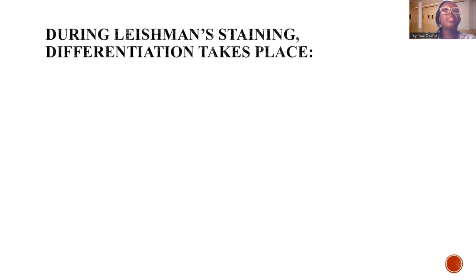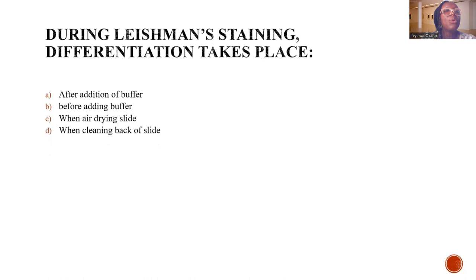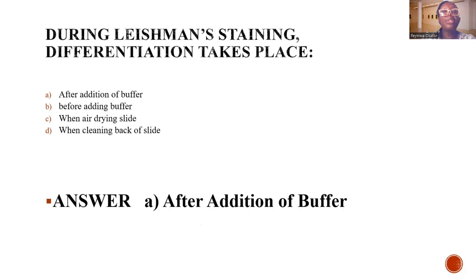During Leishman staining, differentiation takes place: after dilution of buffer, before adding buffer, when drying the slide, when cleaning the back of the slide. Answer A, after addition of buffer.